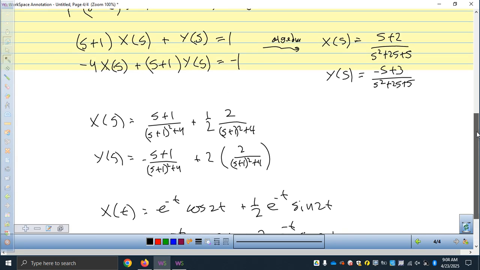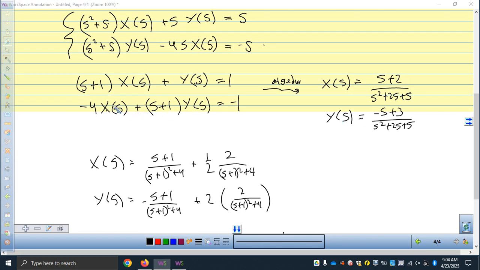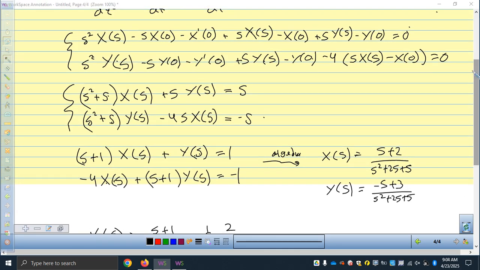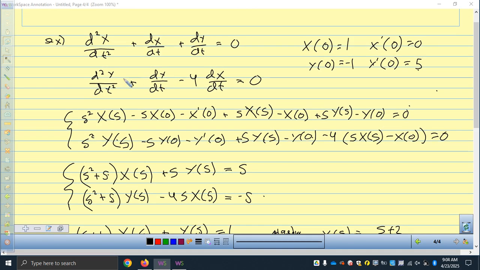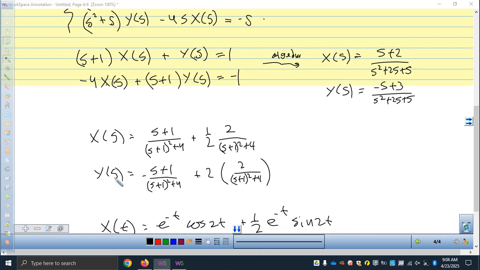And I'm going to go back up here, make sure when you set up these systems, because our equation is not necessarily set up in a nice order. Once we get our system to use our matrix methods, our linear algebra methods to solve our system, we want our x of s as the first term and the y of s as the second term to keep everything straight.